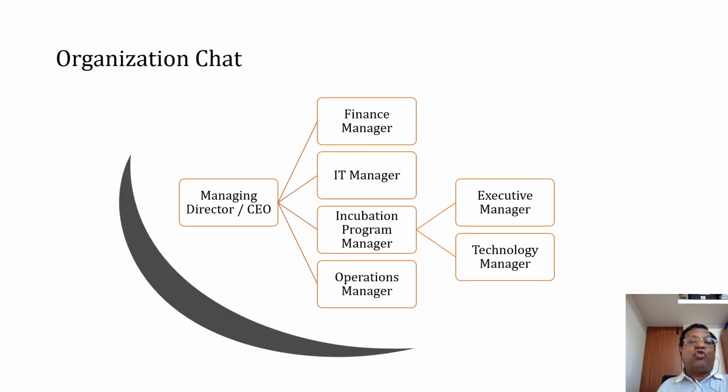Now, the organization chart. We need to have a managing director or CEO if you can afford it. If you can't, you start as a manager. Then you need someone who can take care of finance, somebody who takes care of IT, and then you have an incubation manager who will run the incubator. This could be two people, one looking at technology and one looking purely at business. And then you have an operation manager who runs the place. You don't need all these people in one go. Initially, you can start with two or three, and then you can increase your numbers as you need.